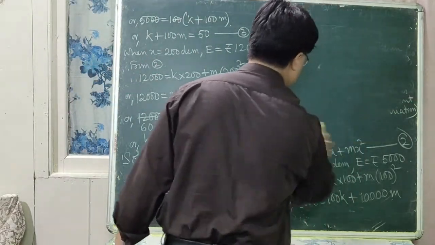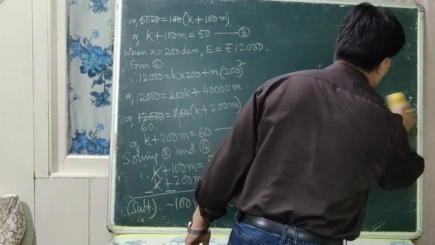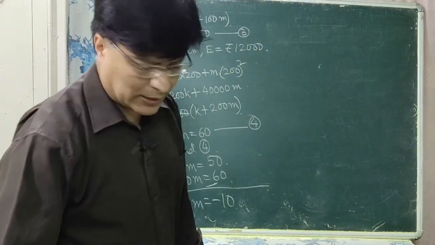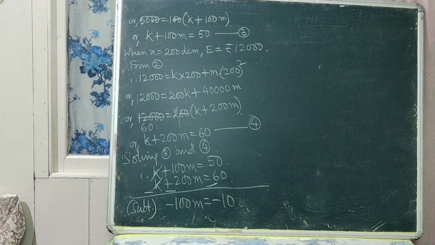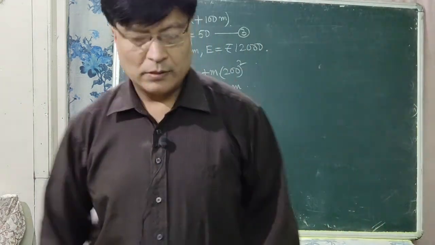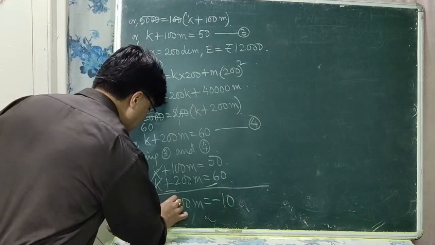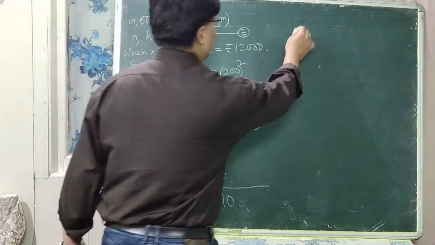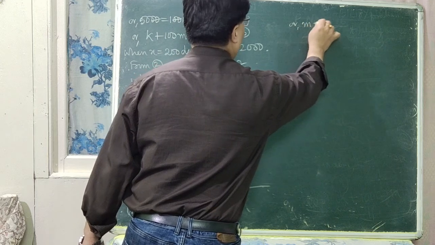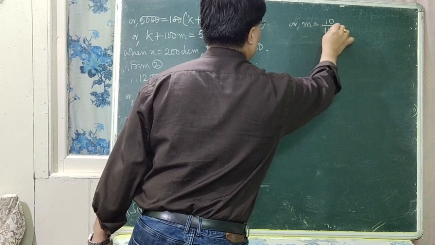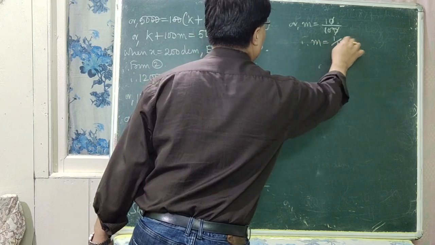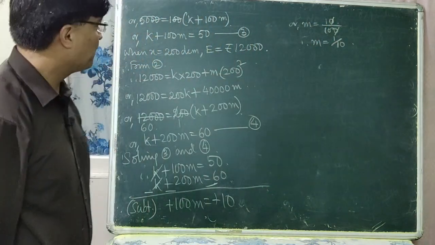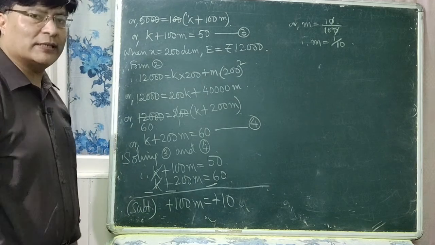So now in the next step, let us solve it and get the value for m. So what is the value for m in this case? So here minus minus gets cancelled. So m is equal to, it is 10 upon 100, right? So 0, 0 gets cancelled. So what is m equal to? It is 1 upon 10. So I think you have understood it.